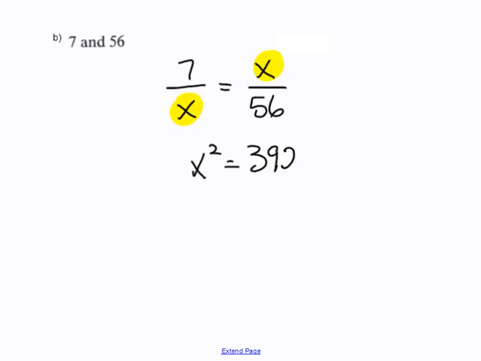Again, geometric mean of 7 and 56. 7 and 56, and this is going to be x. So I end up with x squared equals 392. Take the square root, x equals 19.8. Okay. So now we've got the geometric mean down.